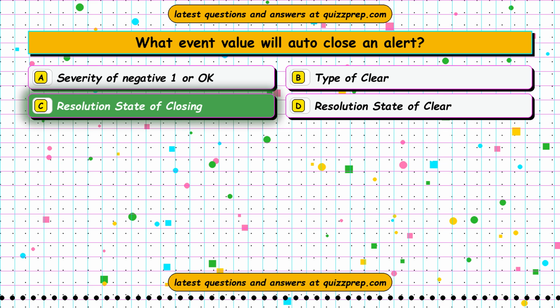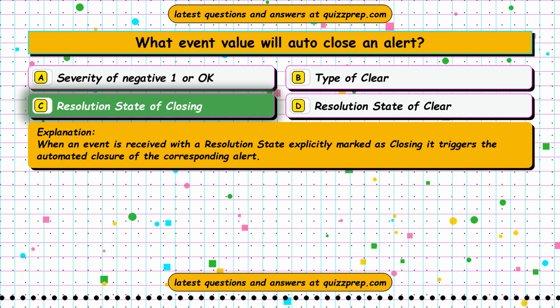The correct answer is option C. Resolution state of closing. When an event is received with a resolution state explicitly marked as closing, it triggers the automated closure of the corresponding alert.